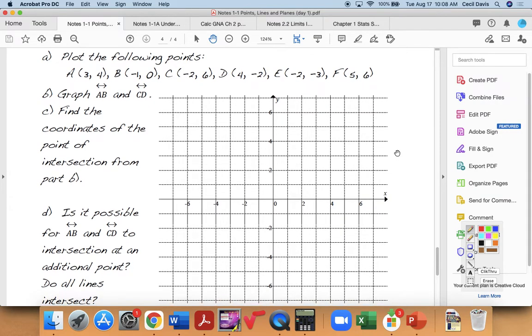All right, so let's plot all these points. I'll give you a moment. See how well you remember. I'll do the first one at 3, 4. Remember, you go in the x direction first, which is left or right, and then in the y direction second, which is up or down. Everybody good?